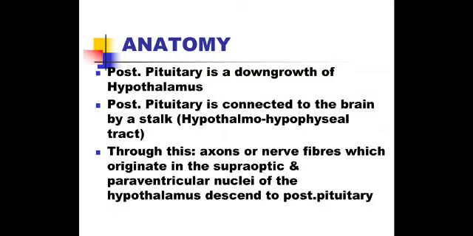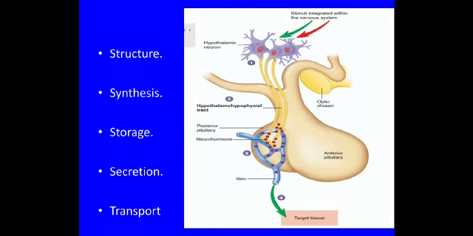The hormones, which are all neuropeptides, are synthesized in the supraoptic and paraventricular nucleus, and they descend along the posterior pituitary and are stored in granules in the terminal endings of the axon called Herring bodies. In today's class, we'll be dealing with the structure, synthesis, storage, and secretion of posterior pituitary hormones and oxytocin.